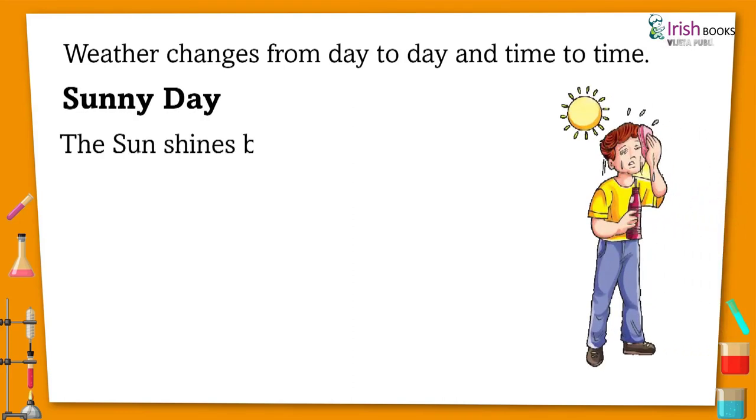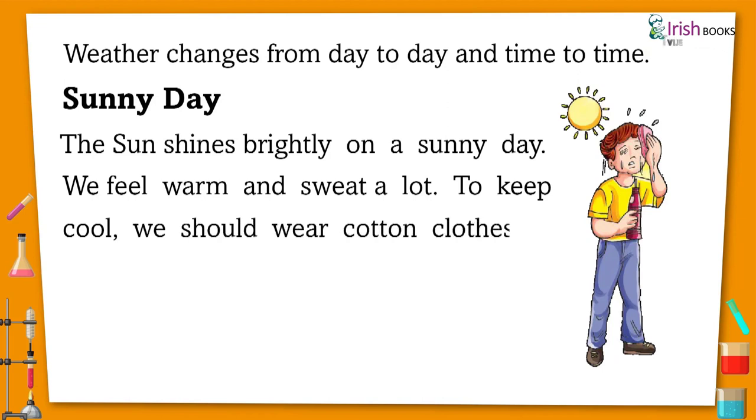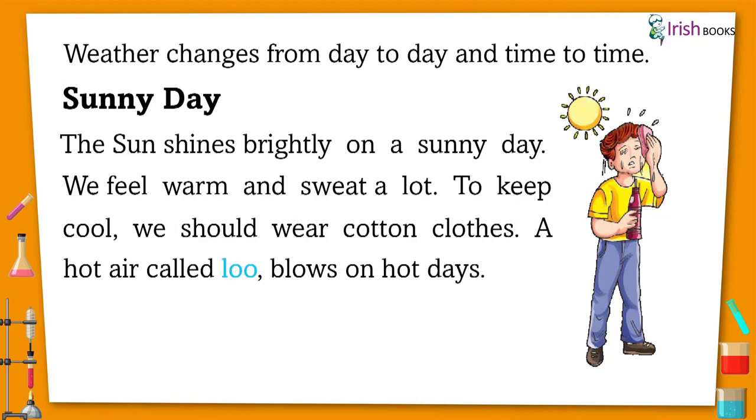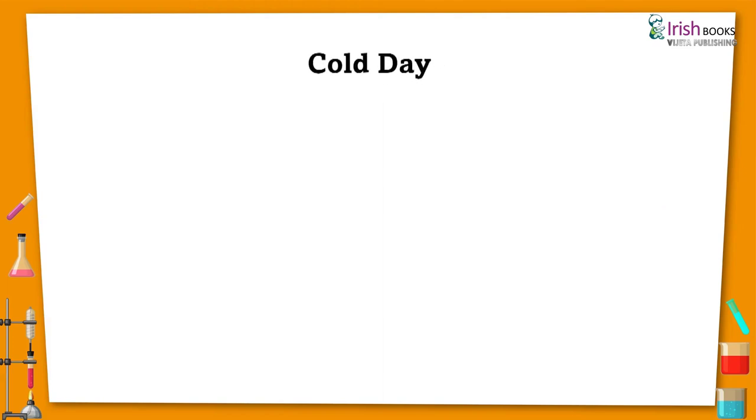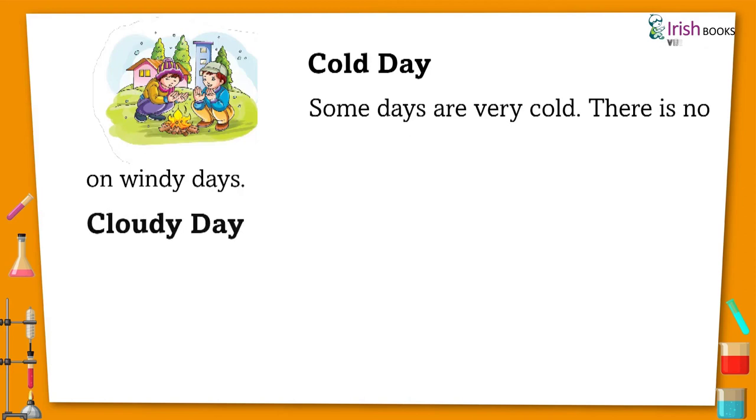Sunny day. The sun shines brightly on a sunny day. We feel warm and sweat a lot. To keep cool, we should wear cotton clothes. A hot air called loo blows on hot days. Cold day. Some days are very cold. There is snow on windy days.